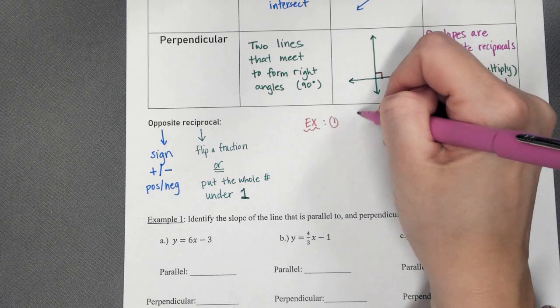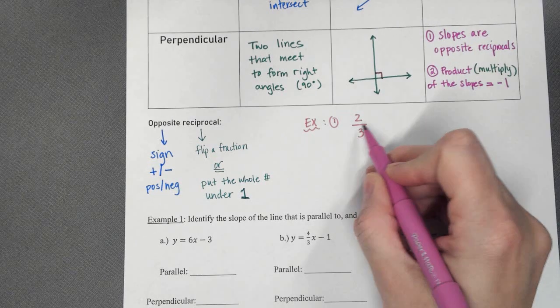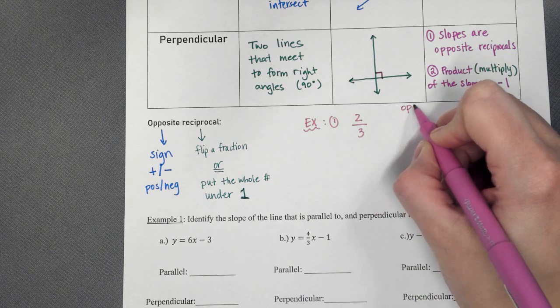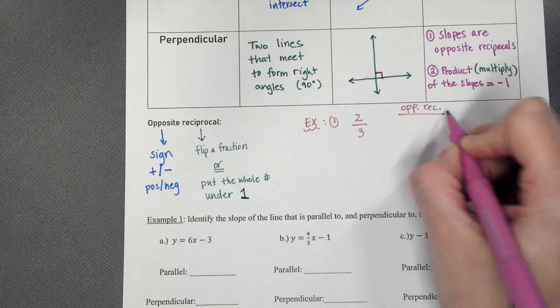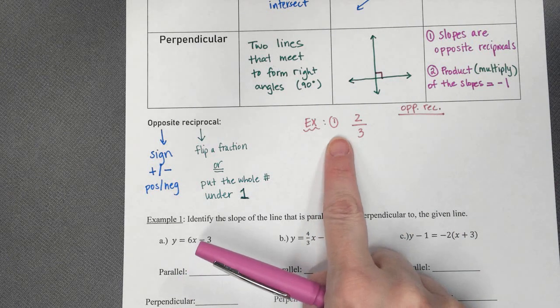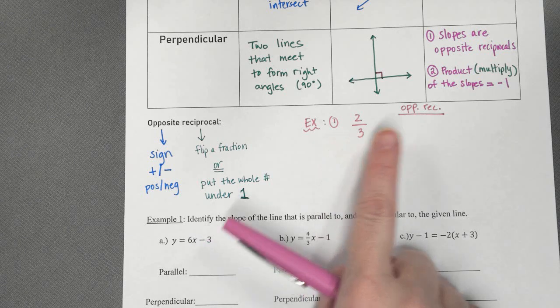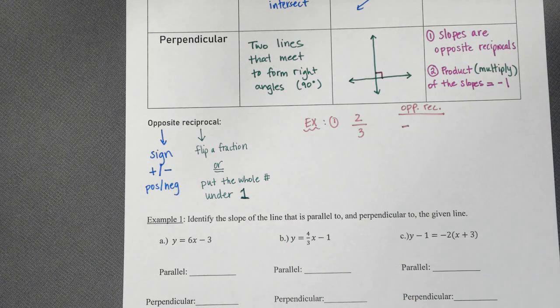Okay, so the first one is 2/3. So this is what's given. And then I'm just going to abbreviate this, the opposite reciprocal. Well, you guys are going to write it here. So if it's the opposite, is 2/3 positive or negative? Positive, and then the opposite would be negative. So let's put that down first.